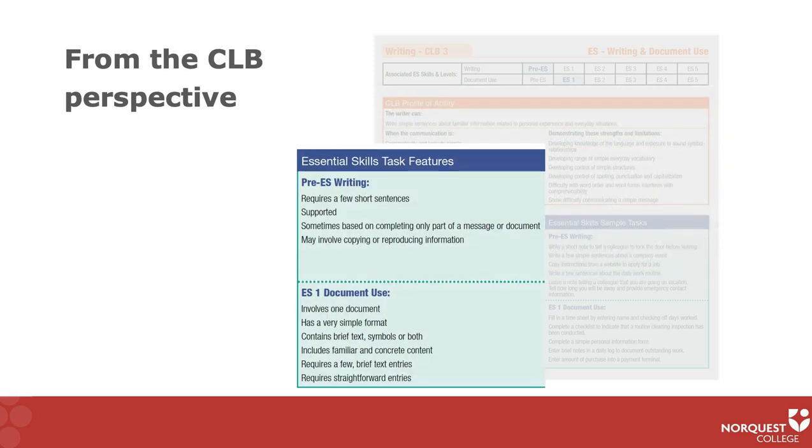Task features indicate the complexity, genre, and characteristics of tasks that can be associated with a particular CLB. When the heading or subheading indicates pre-essential skills, the CLB level falls below the essential skills scale. In these cases, the features listed have been extrapolated from the CLB. When the heading or subheading indicates essential skills, the task features have been extrapolated from the Essential Skills Reader's Guide.